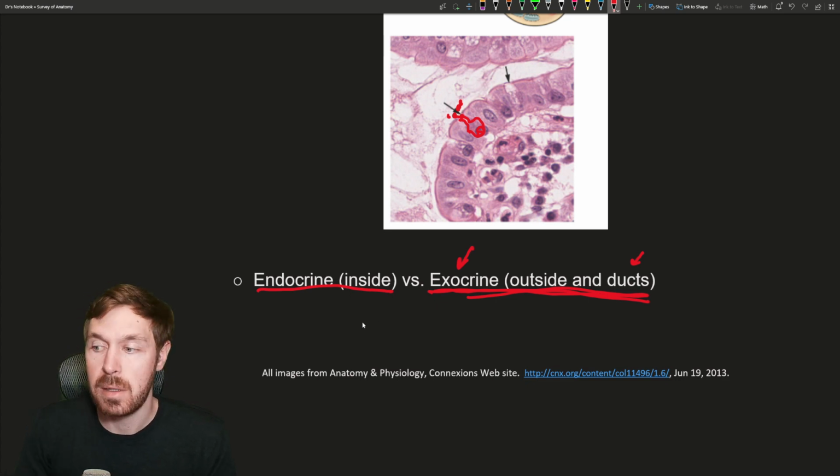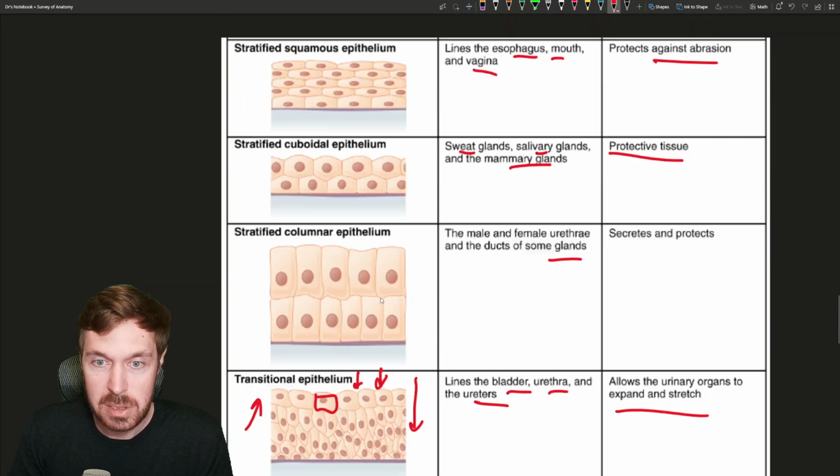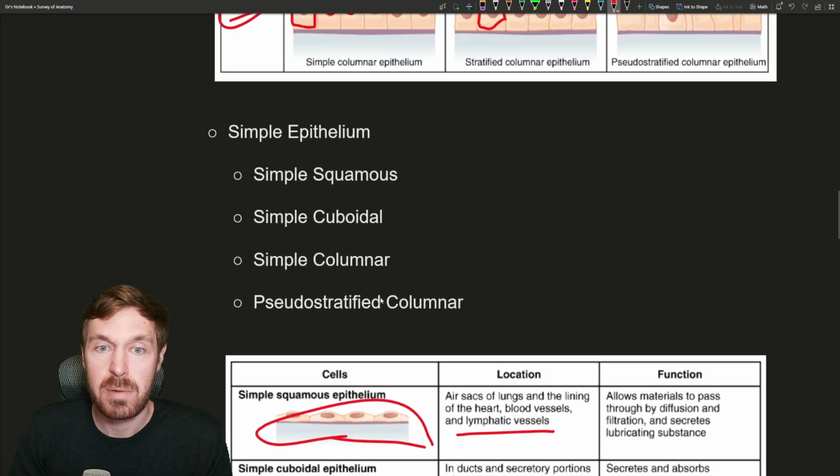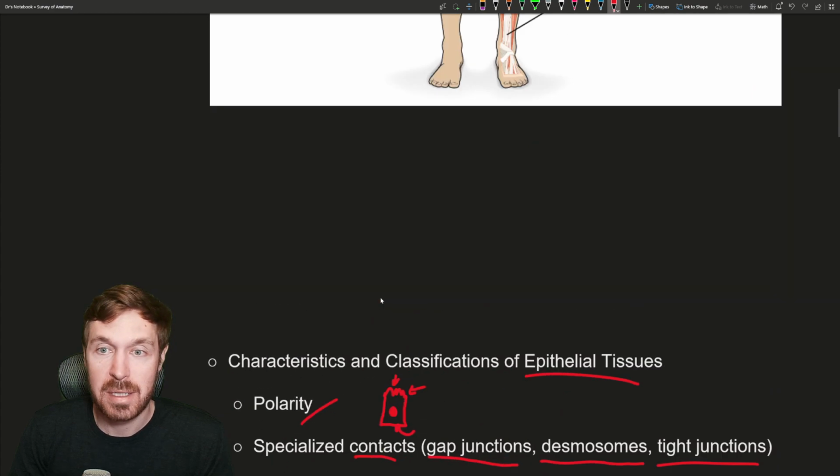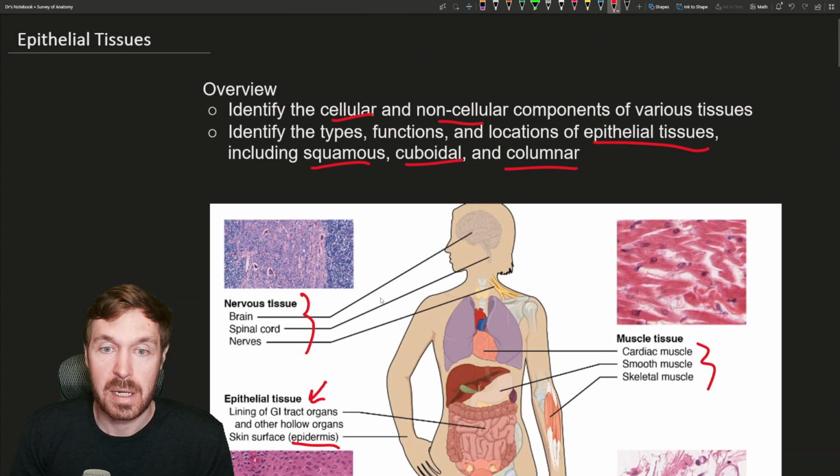All right, that's the little rundown of epithelial tissues. In the next video, we're going to be going into connective tissue, so the various connective tissues, dense and loose, and then the cartilage, blood, and bone as well.